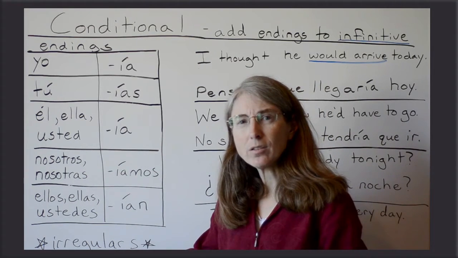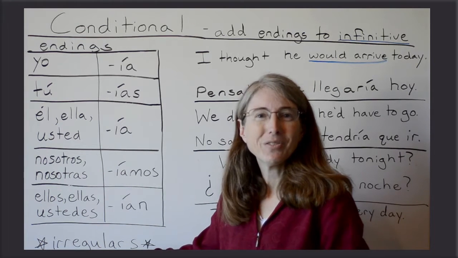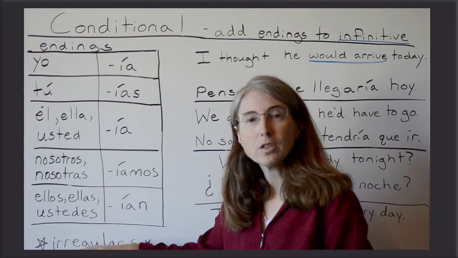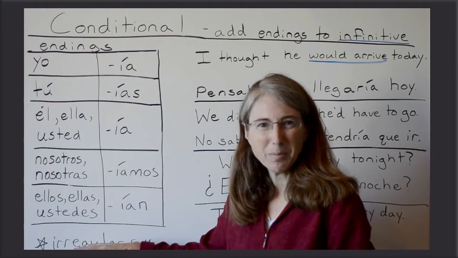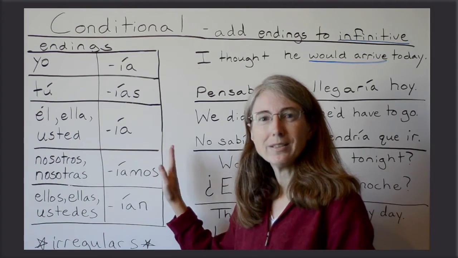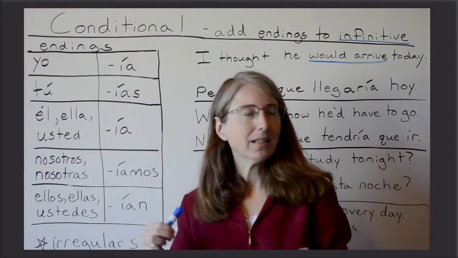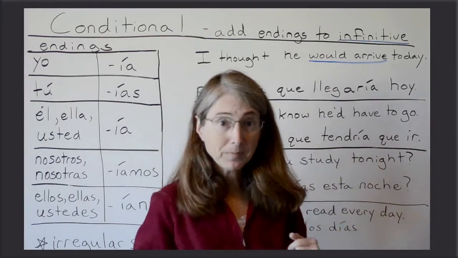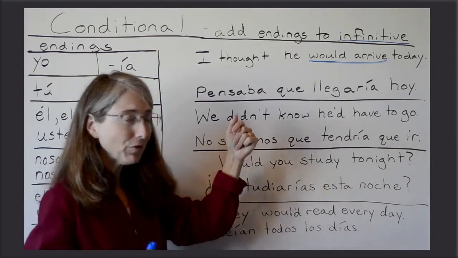There are irregulars, and I'll give you an example of an irregular here in a minute. So there are some verbs that need to be memorized because they don't follow the exact rules of adding the endings to the infinitive.